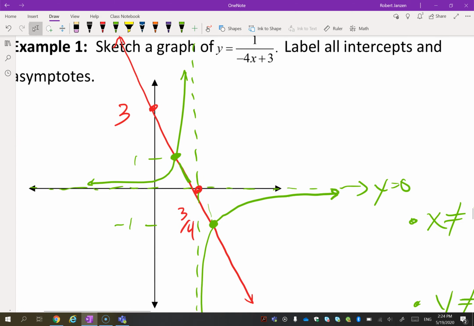Okay. And one other point. How do I get this? Well, this is your basic, what you're doing with reciprocal. The original f of x was 3, so then 1 over f of x would be 1 over 3. So this point right here is 1/3.